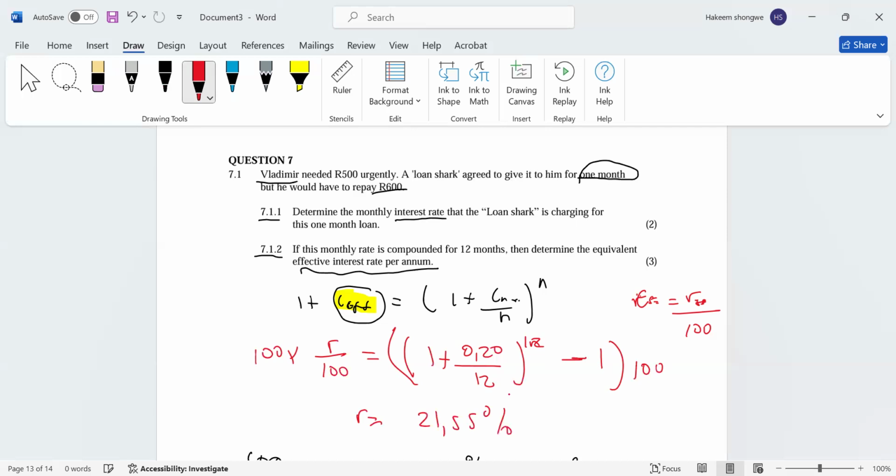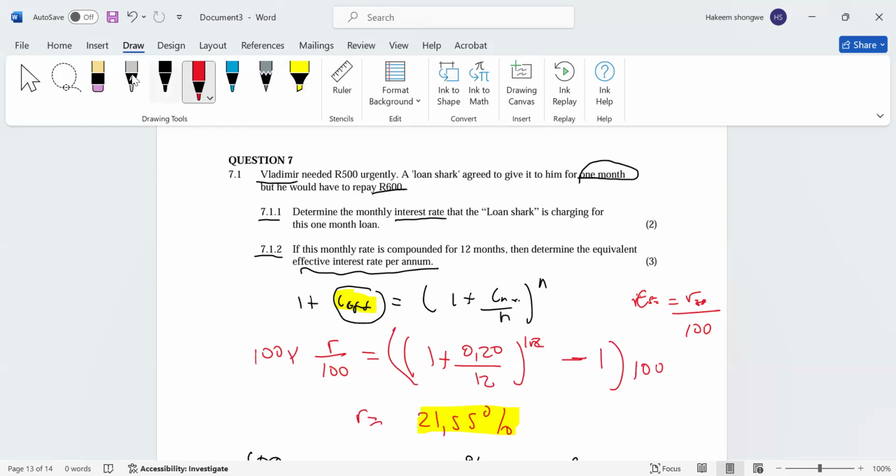Did you get something like this? No? You need to remember the i effective formula doesn't change. It's always the same. They can ask us to calculate the nominal or they can ask us to calculate the i effective.